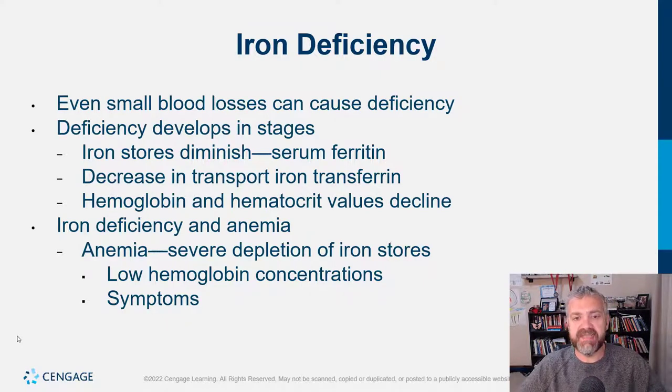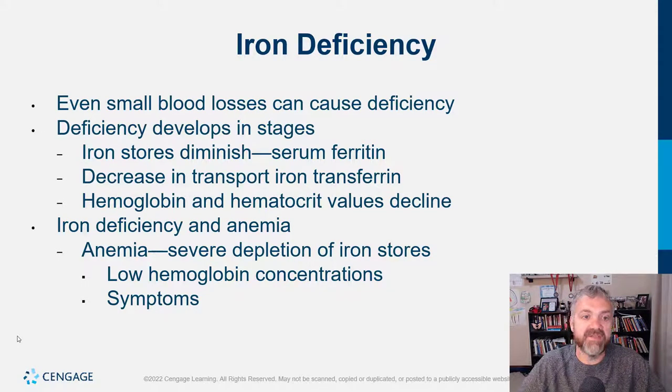Deficiency develops in stages because, remember, you have a storage form of iron, you have iron being transported, and iron being used. So you won't see a deficiency at the level of the iron being used until those other depots have been impacted. So serum ferritin levels will drop first because that's stored iron. If you don't have enough iron, then you get rid of your stores first, and that's when you'd see your iron stores start to drop.